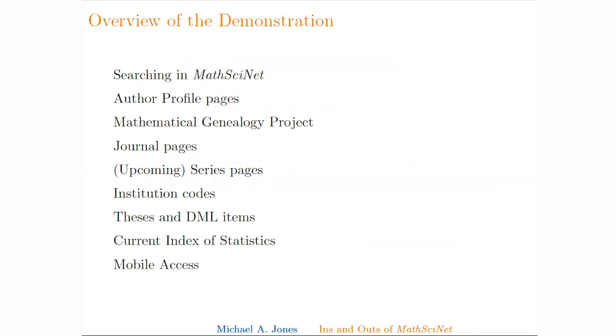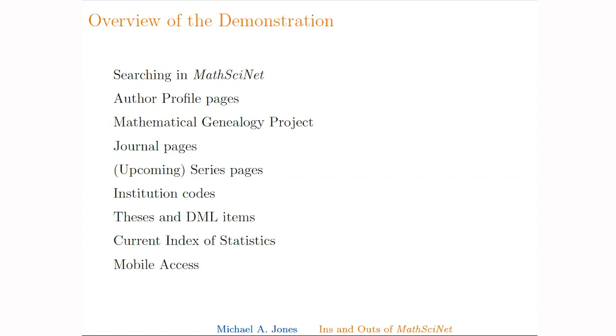So over the course of this demonstration, I'm going to do some sample searches in MathSciNet. I'm going to hit on some of the things that I think are particularly nice, like our author profile pages, links to the Math Genealogy Project, the journal pages, some series pages. I'll show you what's currently used and show you what will be released shortly. We'll talk a little bit about institution codes so that you can search, say, institutions and compare different institutions. Other than just journal articles and books and collection articles, we also have theses. We'll talk a little bit about those and what are called DML, or digital mathematical library items.